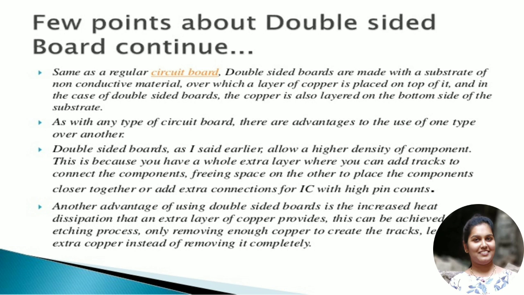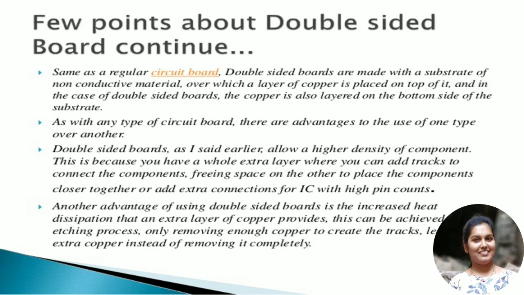Same as a regular circuit board, double-sided boards are made with a substrate of non-conductive material over which a layer of copper is placed on top of it. So this is the same as single-sided, and in the case of a double-sided board, copper is also layered on the bottom side of the substrate.